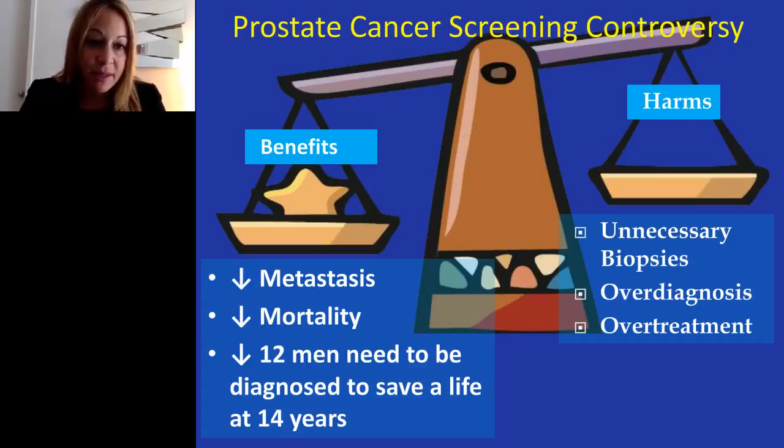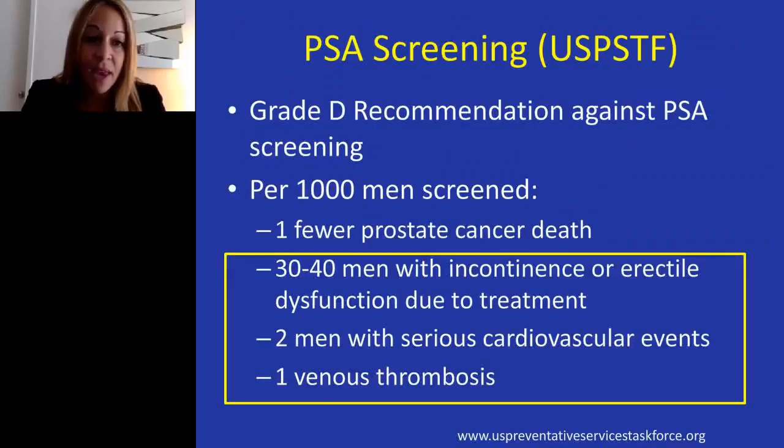The PSA blood test, which is used for screening, is not perfect, leading to unnecessary biopsies, as well as overdiagnosis and overtreatment of some insignificant prostate cancers. As a result of some of these issues, in 2012, the U.S. Preventive Services Task Force issued a grade D recommendation against prostate cancer screening with the PSA blood test. The evidence they listed is that for every 1,000 men screened, there would be one fewer prostate cancer death, but many more men with incontinence or erectile dysfunction due to prostate cancer treatment or other side effects of treatment.